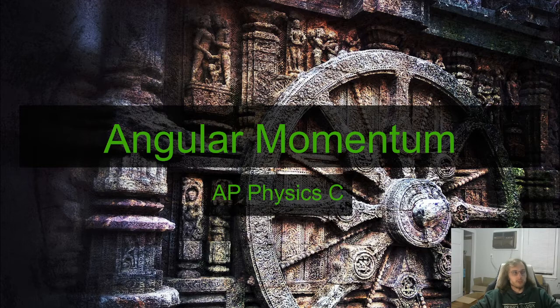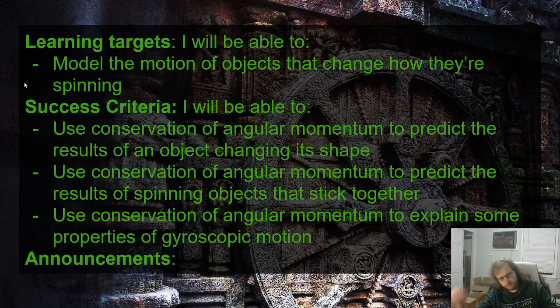So you can wind up in a lot of situations where you can have one object that significantly changes how it's moving without interacting with any other objects. And so it gets harder to model. So that's what we're going to be doing today.